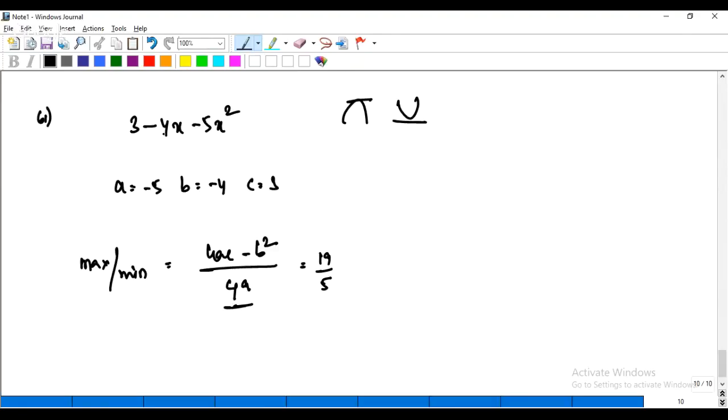Or else, if you know derivatives, you can take the derivative: minus 4 minus 10x is equal to 0. So you will get x is equal to minus 2 by 5. You substitute minus 2 by 5 in that and you will get the minimum or maximum value, whatever it is.